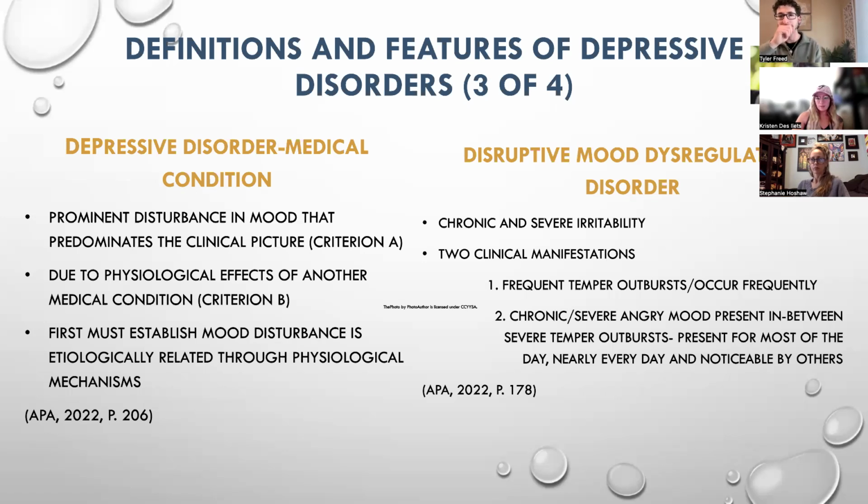Next, we have disruptive mood dysregulation disorder. This is characterized by chronic and severe irritability. There are 2 clinical manifestations. The first one is frequent temper outbursts, and the second one is chronic and severe angry mood that's present in between severe temper outbursts and is present for most of the day, nearly every day, and noticeable by others.